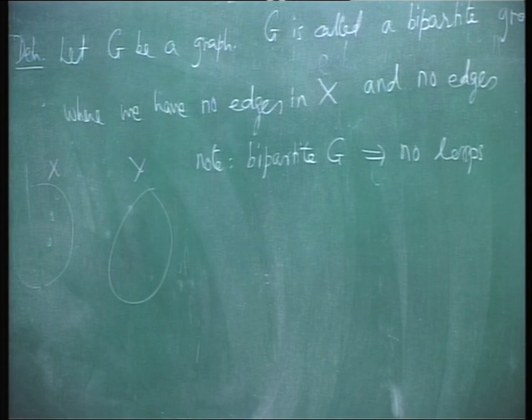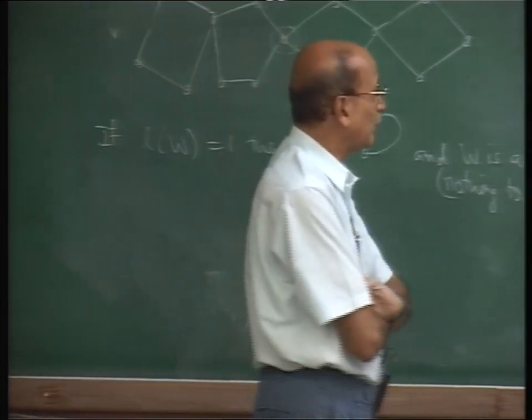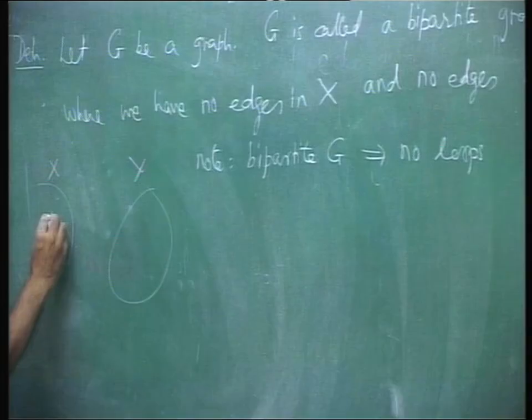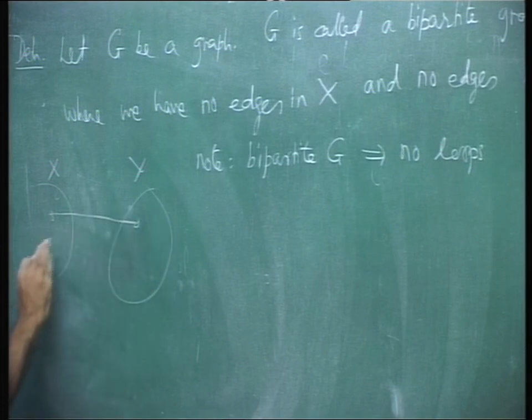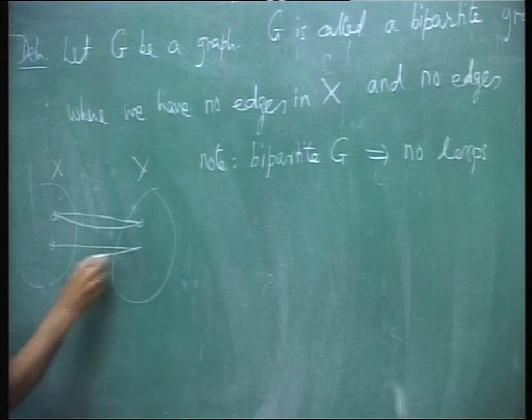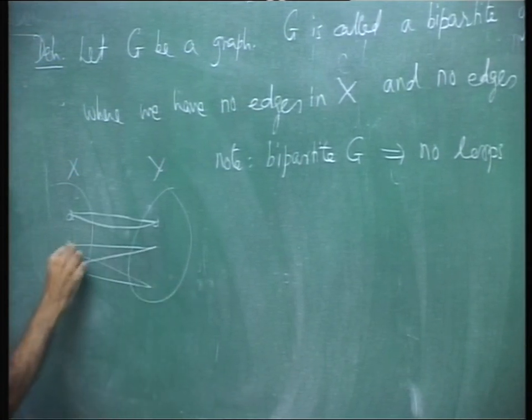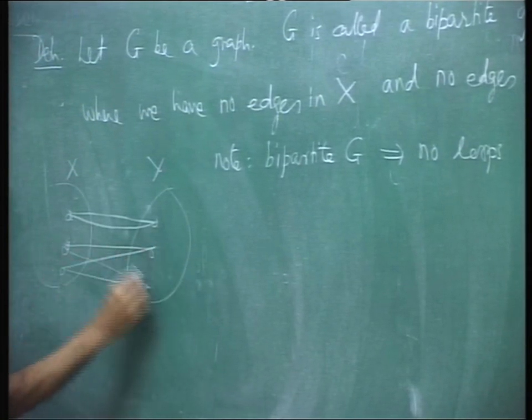Alright, so the good thing with bipartite graphs is that you do not have cycles of length 1, because there are no loops. There could be cycles of length 2. That's a cycle of length 4.